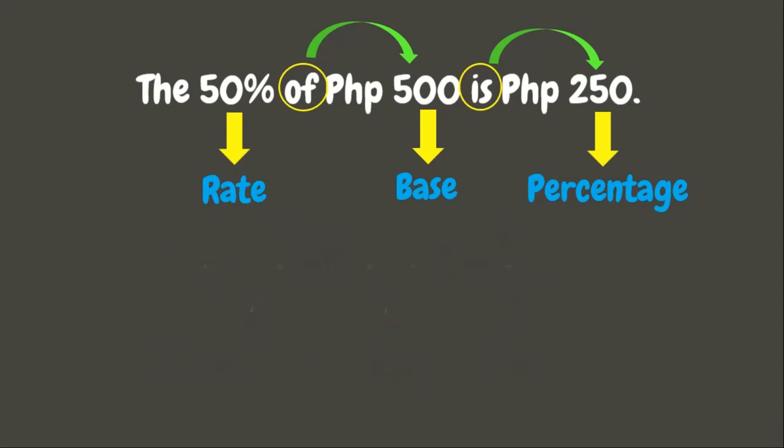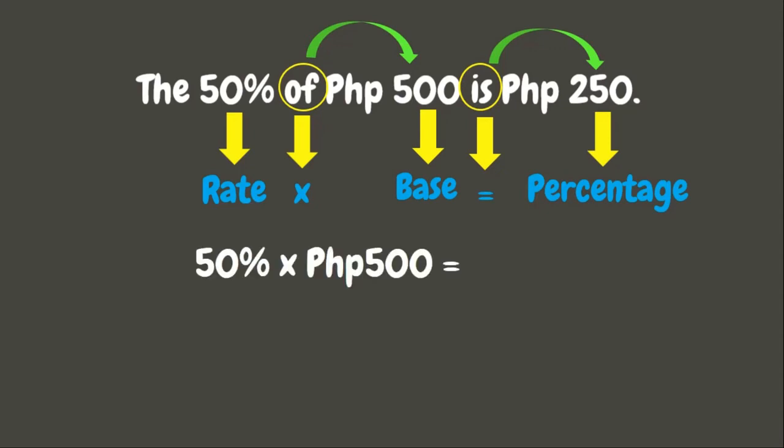Very good. Now, did you know that the word of also represents multiplication, while the word is represents the equal symbol? This means that rate times base equals percentage. That gives us 50% times 500 pesos equals 250 pesos. Now for us to get the rate, base, and percentage in a problem, let us use the following formulas.